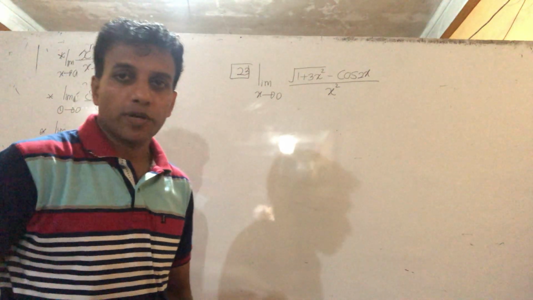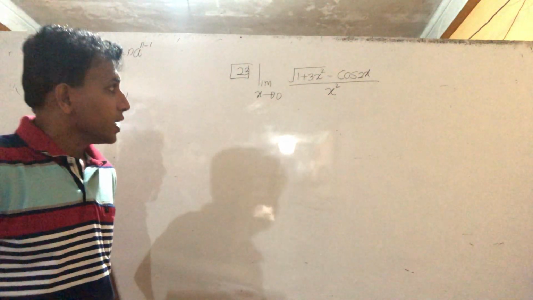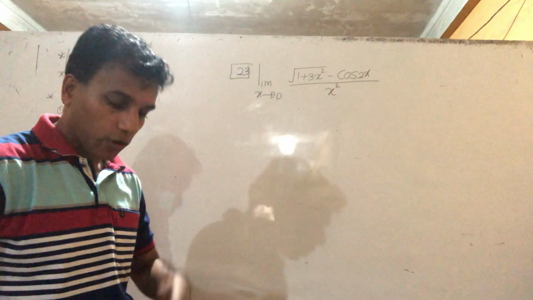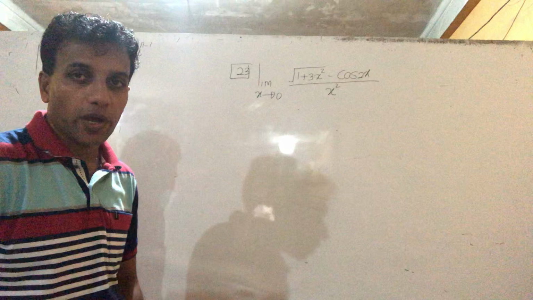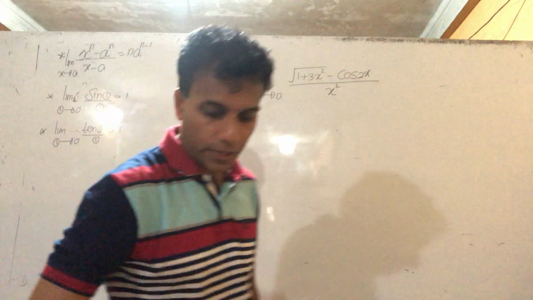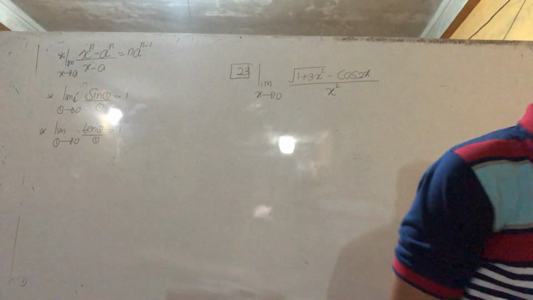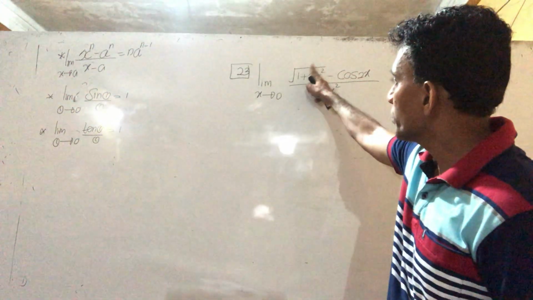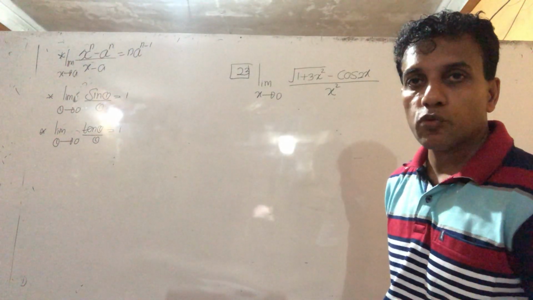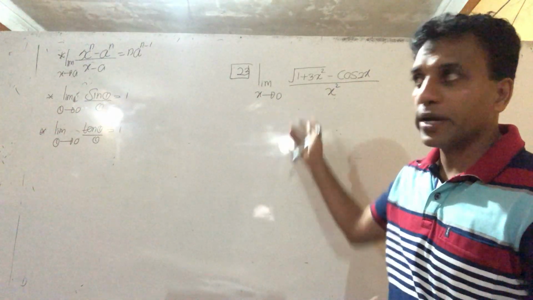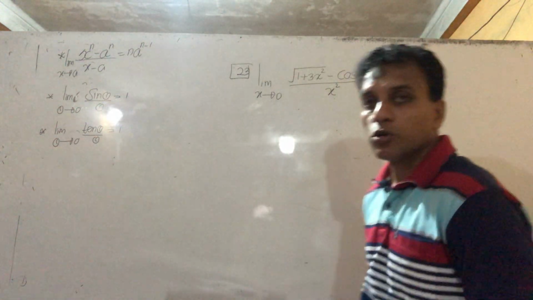Next, question number 23. Limit as x tends to 0 of square root of 1 plus 3x square minus cos 2x over x square. As x approaches 0, what happens? You put x equals 0: here it is 1, square root of 1 is 1. Here cos 0 is 1. 1 minus 1 is 0. Below also 0.